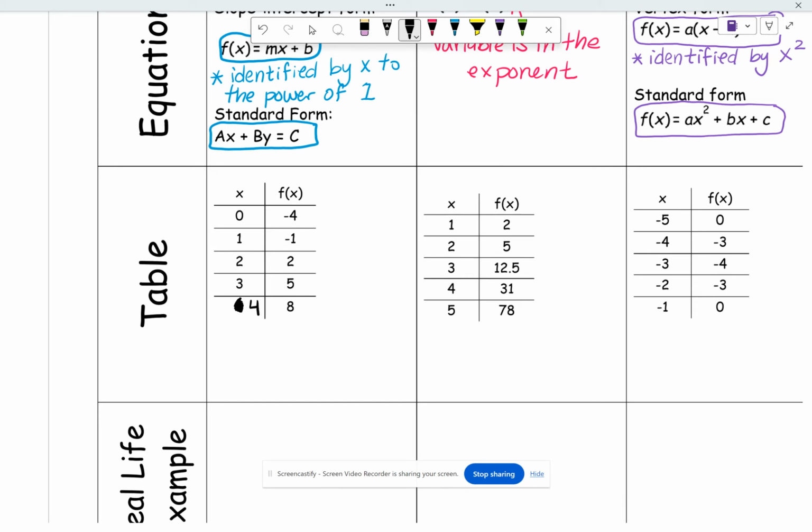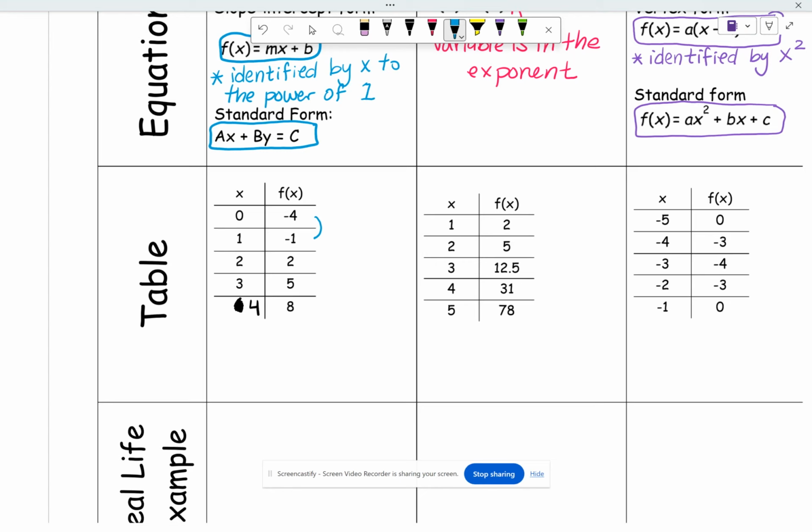The common first difference, or the common first ratio, the common second difference, is only looking at the y values. And so I am analyzing the y column, or f of x, same thing. Can I add something, or can I multiply by something to get to the next number? I always check for addition first because it's easier. All right, so here's what I'm doing in my head. I'm asking myself, how do I get from -4 to -1? I'm looking for a number that I can add.